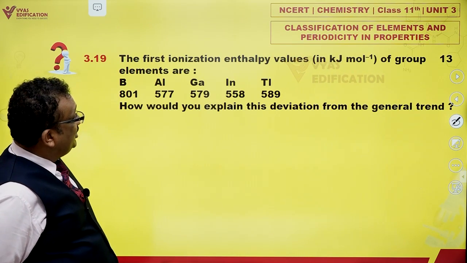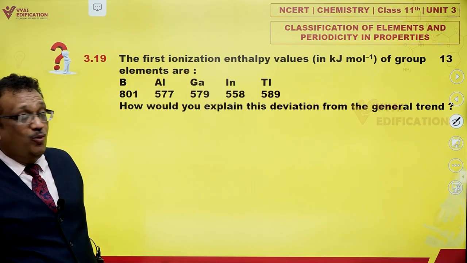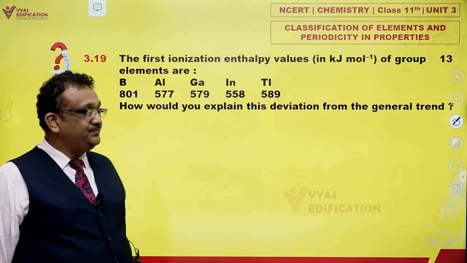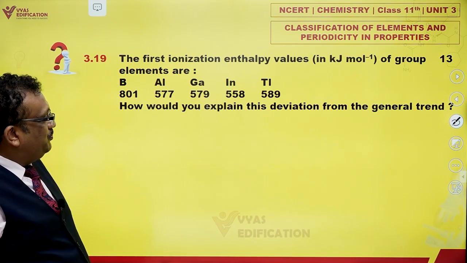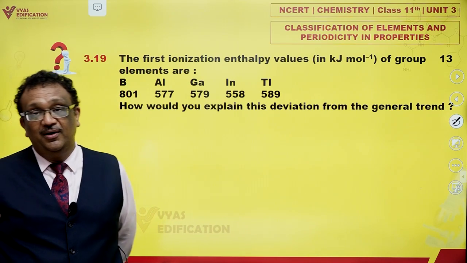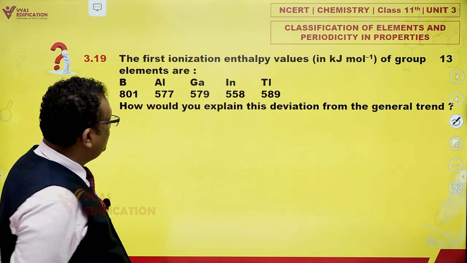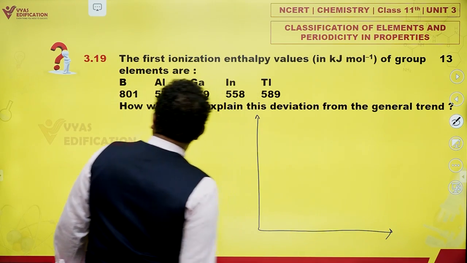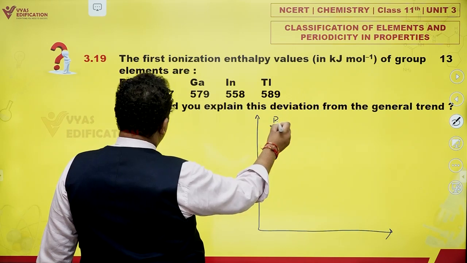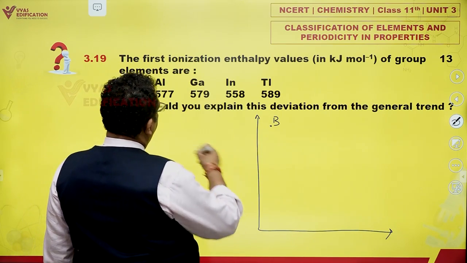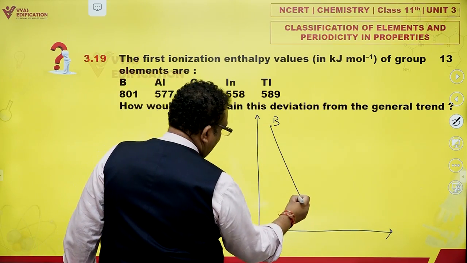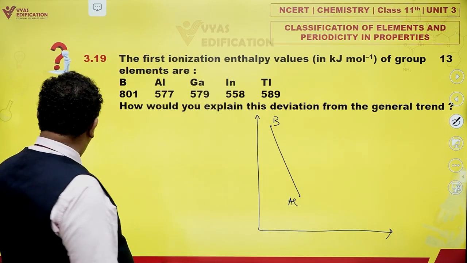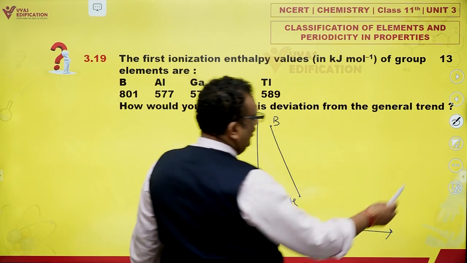The first ionization enthalpy values in kilojoules per mole of group 13 elements are given. How would you explain this deviation from the general trend? Now, this is a very striking data and a very interesting graph. If you care to plot it, you would find boron is the highest, with 801. And then you have aluminium, lower. Gallium is very slightly higher than aluminium.